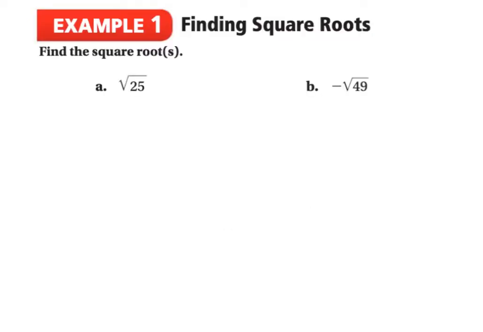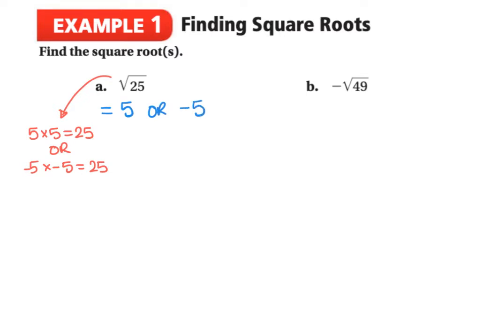So let's take a look at our first examples. Here we have the square root of 25, so a number multiplied by itself that is 25, and that's 5. So we actually have two answers because we can say 5 times 5 is 25, or we could say negative 5 times negative 5 is also 25. So that's for question A.